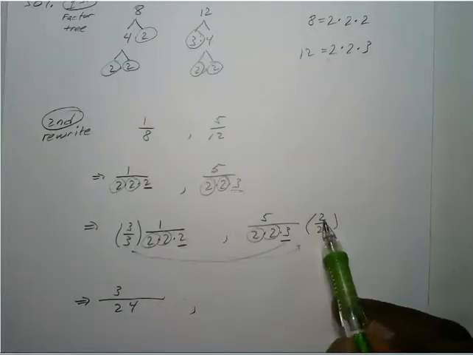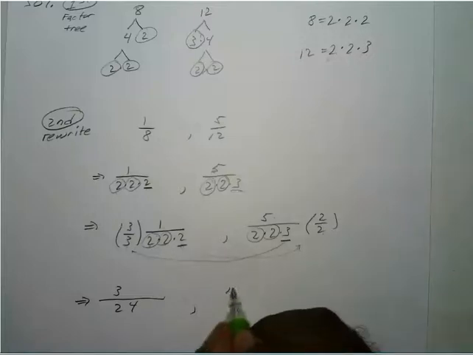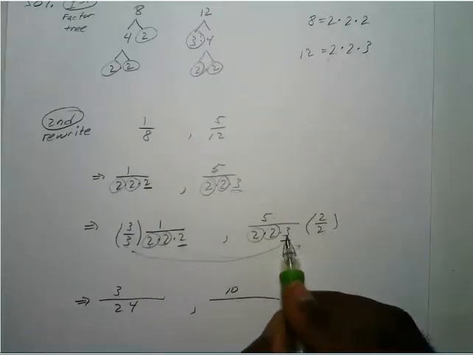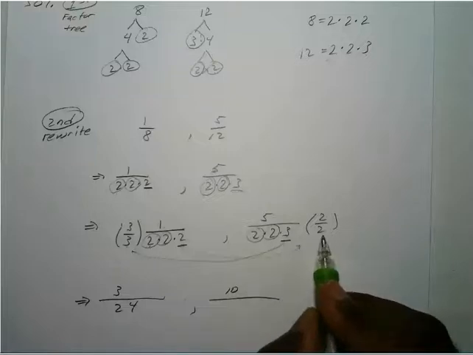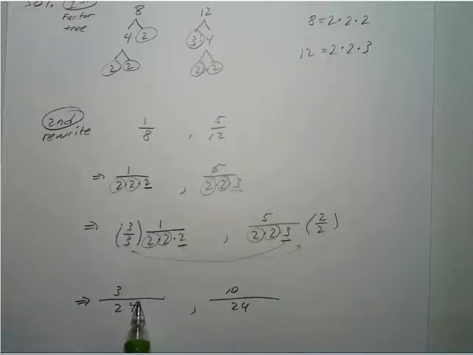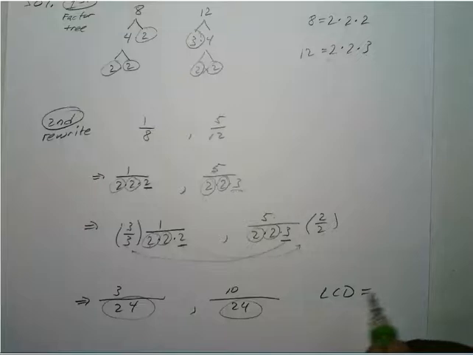Then you have 5 times 2, which is 10, over 2 times 2, which is 4, times 3, which is 12, and 12 times 2 is 24. So in this case, your least common denominator is 24.